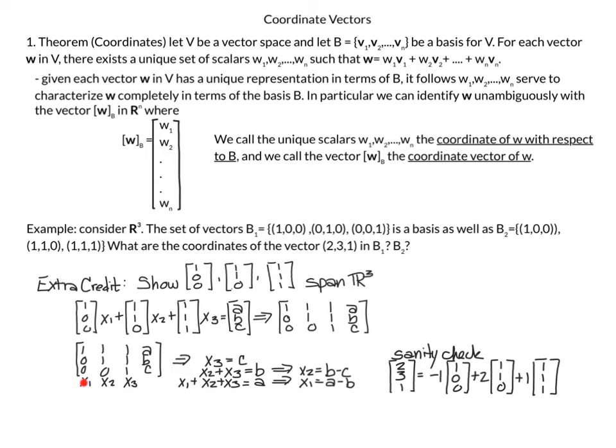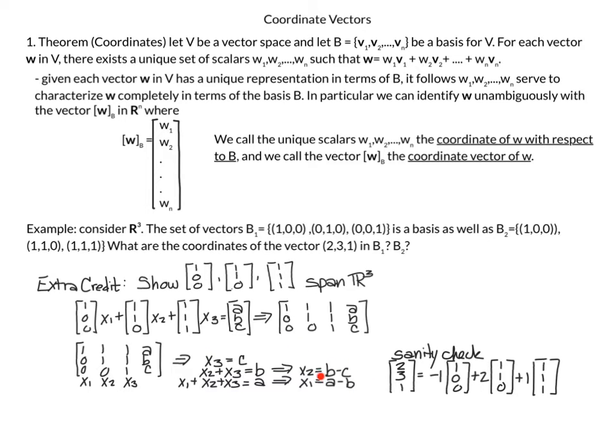So again, this column represents x1, this column represents x2, and this column represents x3. You can see it right here in the equations. So we have a set of linear equations: 0 times x1, 0 times x2, x3 is equal to c. Here we have x2 plus x3 is equal to b, and then x1 plus x2 plus x3 is equal to a. Solving them with back substitution, we get that x3 is equal to c, x2 is equal to b minus c, and x1 is equal to a minus b.